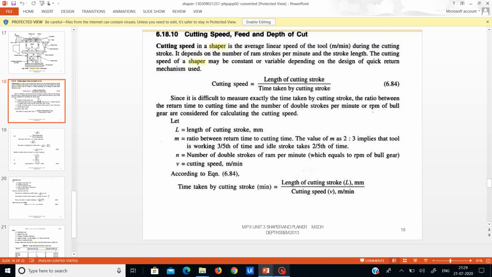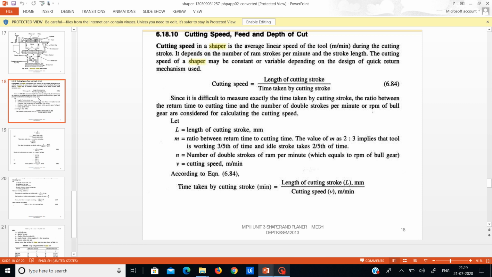So we can also take it like this: time taken for the cutting stroke. How to calculate the cutting stroke, length of the cutting stroke and cutting speed. Okay, so when you calculate this, దీన్ని calculate చేసిన తర్వాత కూడా మీరు ఆ cutting speed అనేది calculate చేయొచ్చు. So it is very important to know the cutting speed and also depth of cut.